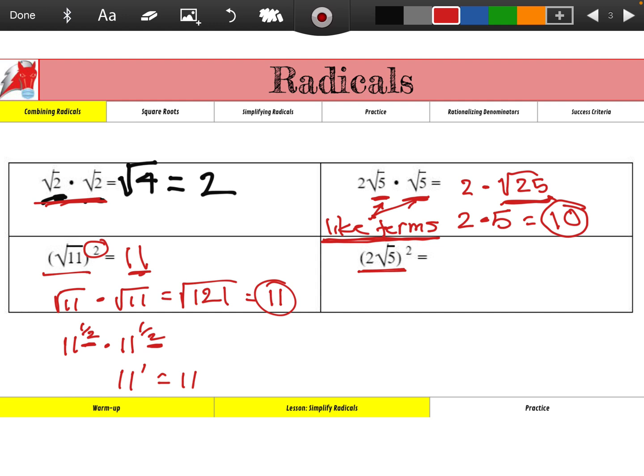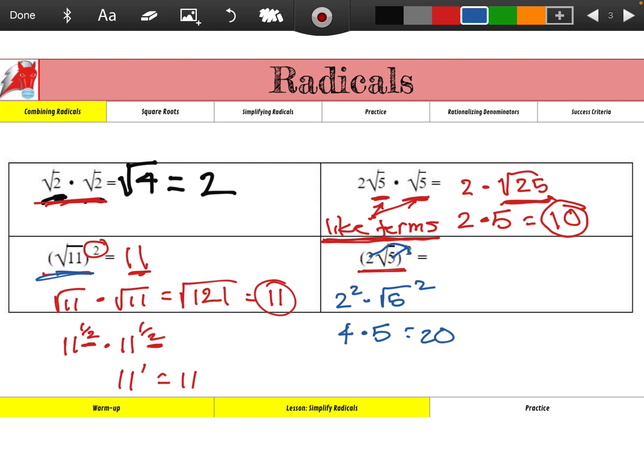Okay, a couple ways to think about it. I can distribute this exponent to the 2 and the root 5, so then I'd get 2 squared times root 5 squared, which means it'd be 4 times, and then just like we had here, root 5 squared would just be the value inside, so I'd get 20.